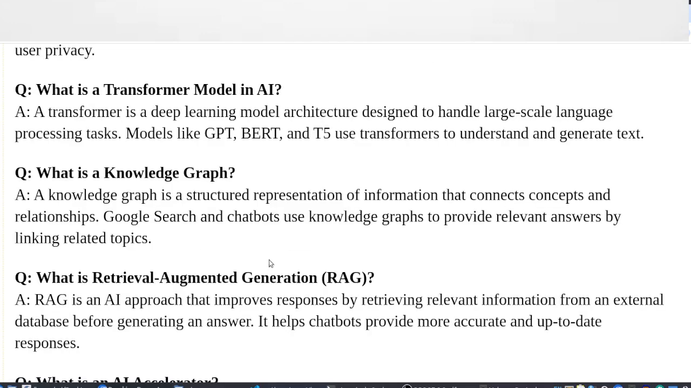What is a knowledge graph? A knowledge graph is a structured representation of information that connects concepts and relationships. Google search and chatbots use knowledge graphs to provide relevant answers by linking related topics. So it's like connecting the information, like nodes, that kind of stuff.